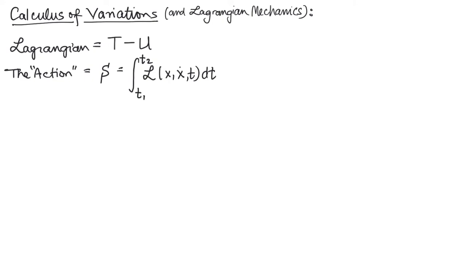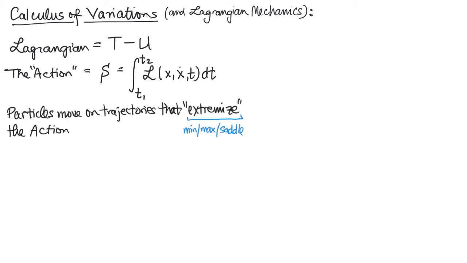And in Lagrangian mechanics, we're basically tasked with picking trajectories, x of t, and velocities, x dot of t, such that this action is extremal, meaning a minimum or a maximum or a saddle. And that's the basic idea. So mechanics, nature behaves in such a way that this quantity is extremal. So in mechanics, these particles are going to move on trajectories that extremize this action, and extremize in this context could be a minimum or a maximum or a saddle.